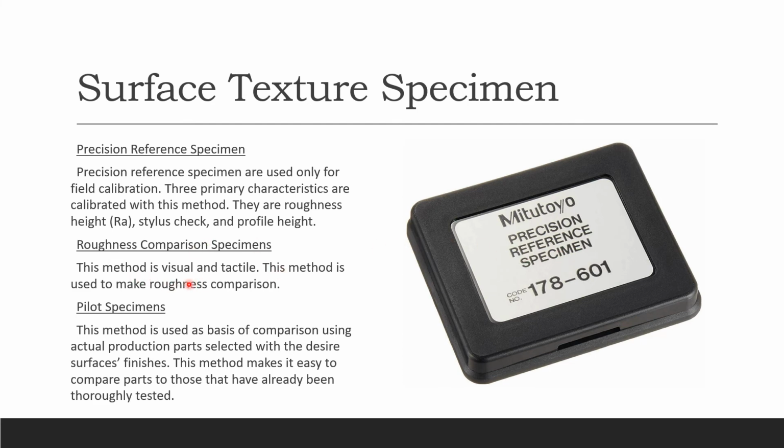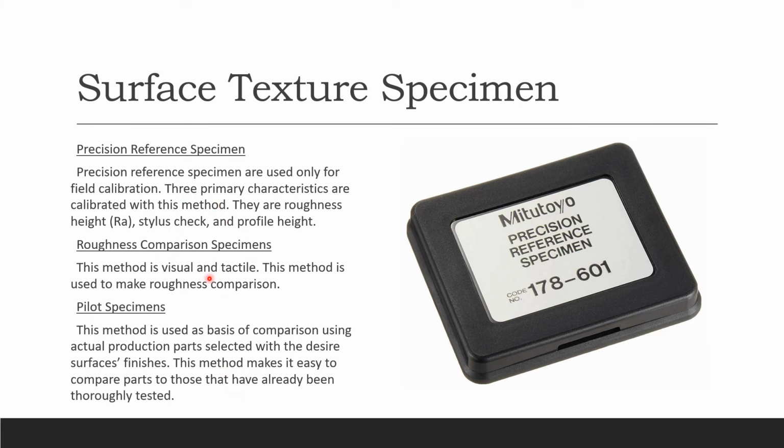And we use this roughness comparison specimen. This method is visual, and this method is totally tactile, and it is used to make roughness comparisons. Pilot specimens are another method we use. It is used as a basis for comparison using actual production parts selected with the desired surface finishes. This method makes it easy to compare parts to those that have already been thoroughly tested.